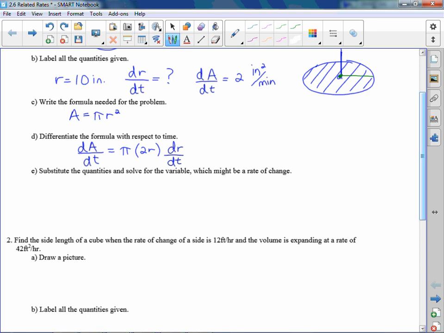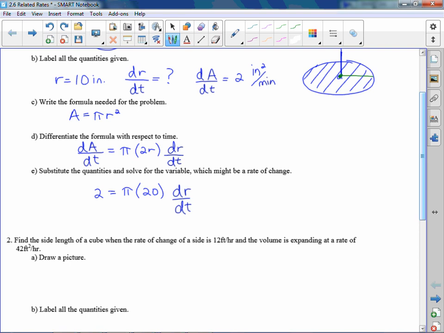I know dA/dt, and that's going to be 2, so 2 equals, and I'm going to switch this around a little bit. No, actually I don't think I will. I've got r as a nice whole number, so it's going to be pi times 2 times r, 10, is 20, dr/dt. dr/dt stays dr/dt because that's what we're trying to solve for.